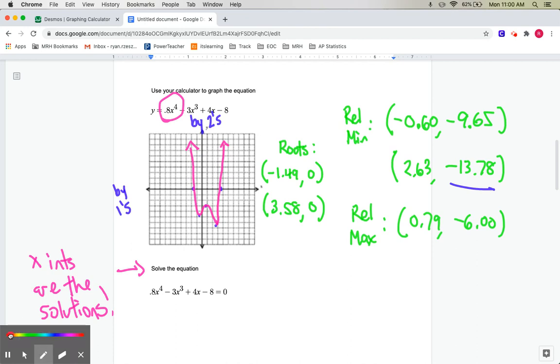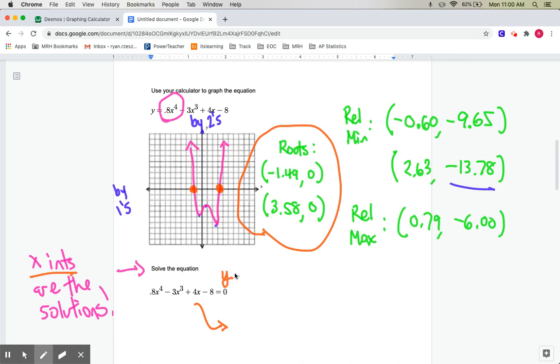And if you look, we already took the time to graph this guy. This graph has an answer right here and also right here because we took that equation with a y equals and we plugged in a 0 for y, which is the x-intercepts. So what this tells me is the x-intercepts, or the roots that I already found, are the answers to this problem. So I know the answers for this equation are about negative 1.49 and x equals 3.58. Those are solutions to this equation.